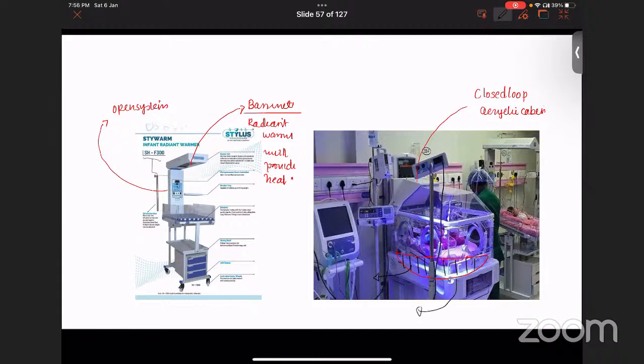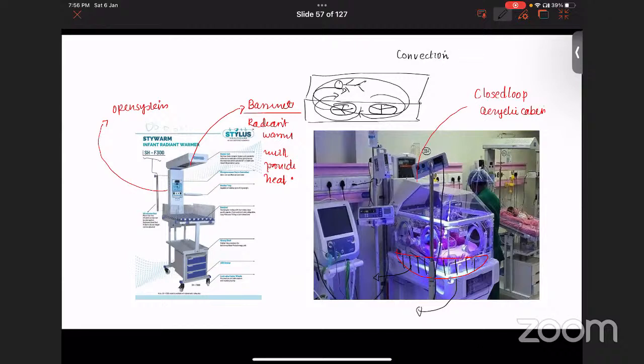Here, there will be a fan like this. This is the table. This is where the baby is lying. So there will be a fan here. Okay. So what happens? The air circulates here, and this is warm air. By the method known as convection. The heat loss is by convection, but here the heat is given by convection because the warm air circulates inside the bed, which provides the heat to the baby.